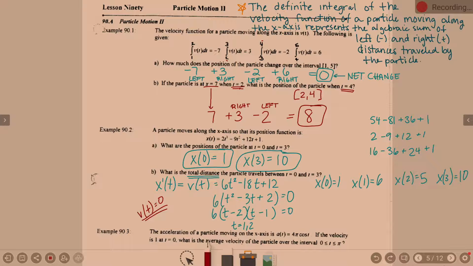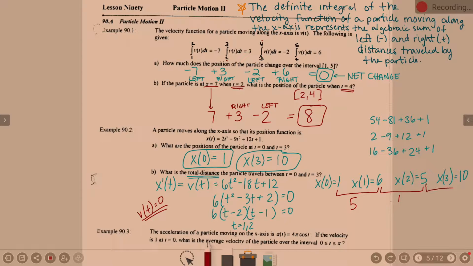Total distance traveled. Left and right aren't going to cancel each other out here. From time 1 to time 2, how far did my particle travel? We traveled how many units? From 1 to 6 is a total of 5 units, yes? From time 1 to time 2, how far did my particle travel? Backwards a unit, but that is still a distance of 1. So it traveled 1 unit. I don't want to think negative because that's going to give me net. I want to think total travel.